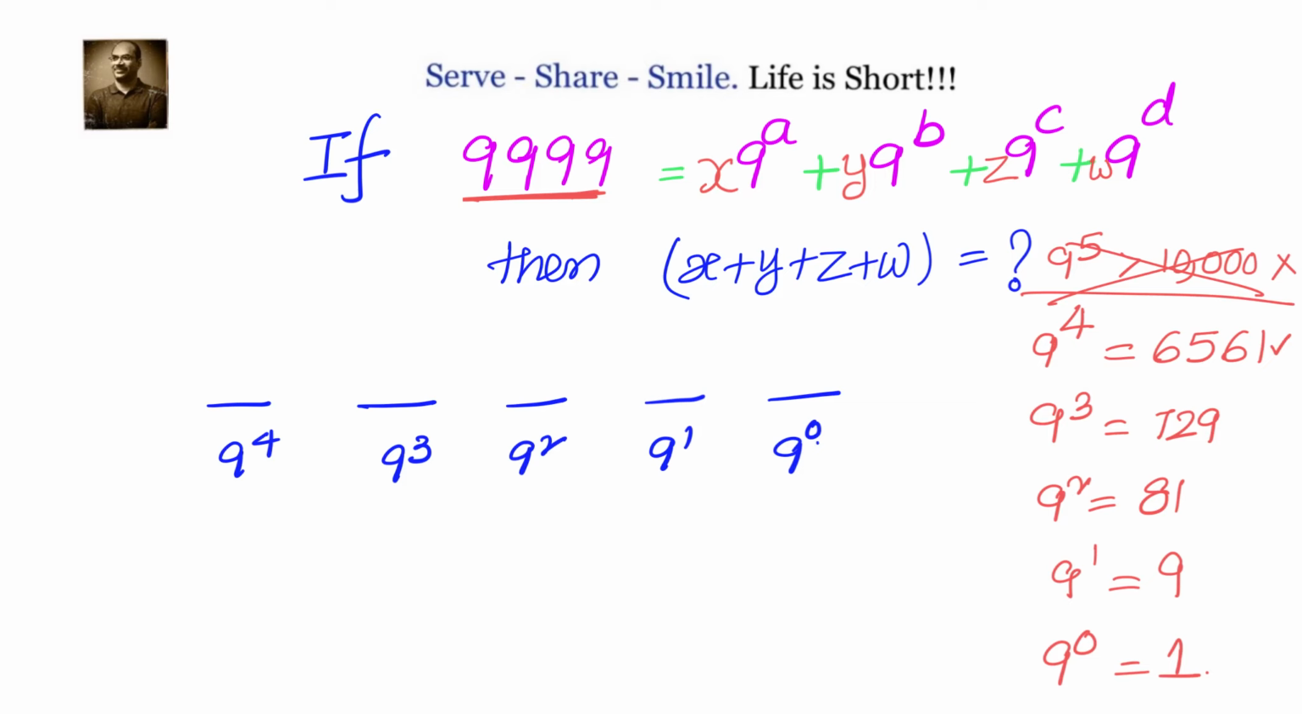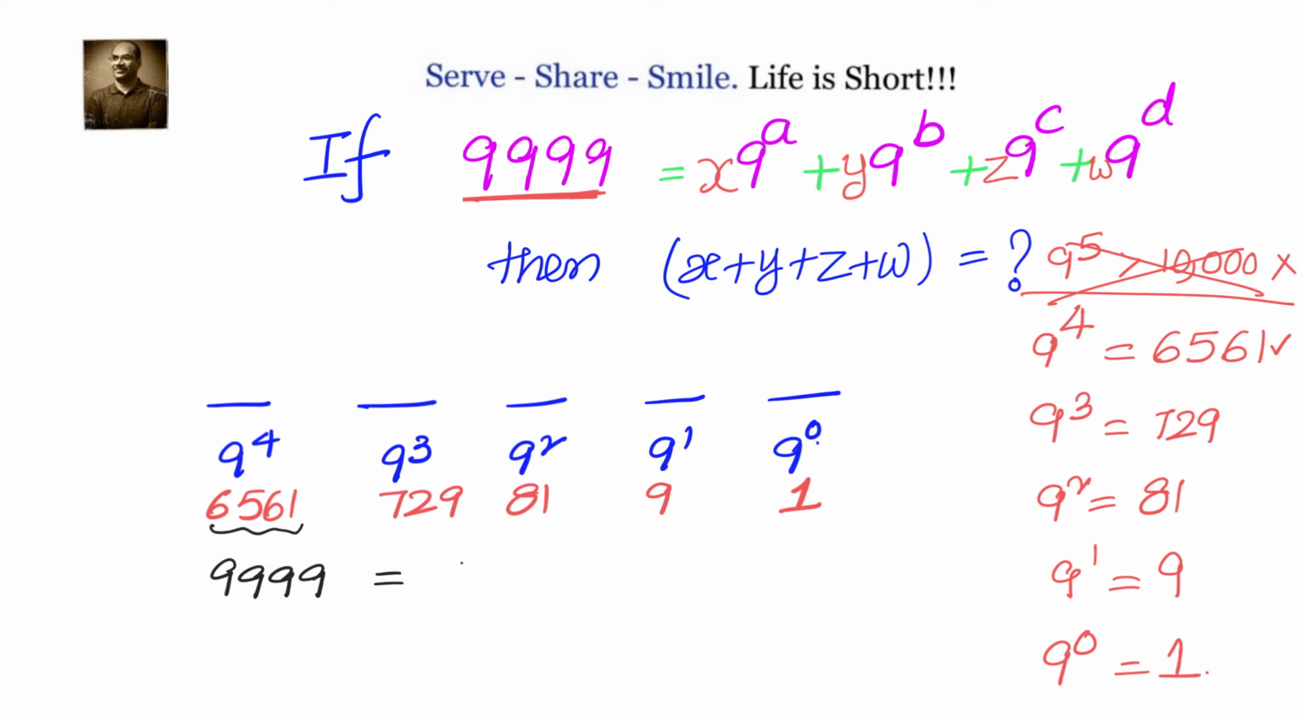Now what we will do, we'll take the number 9999 and see if I divide by 6561, how many times it will go and what the remainder will be. Then we will take that remainder forward to the next step. Then we will go to 9 cube, and we will continue like that till we get to 9 power 0. So let us start.